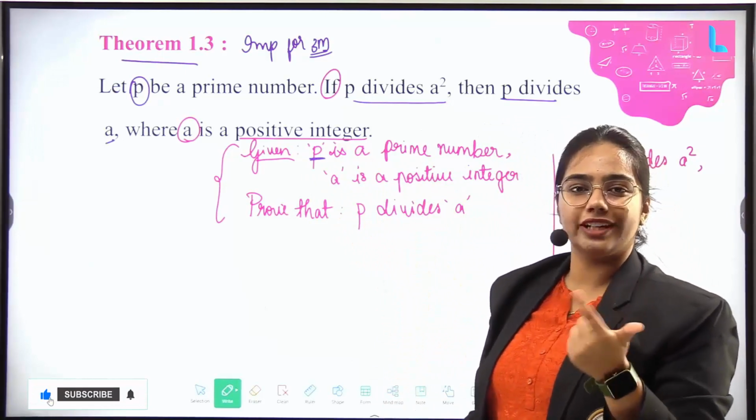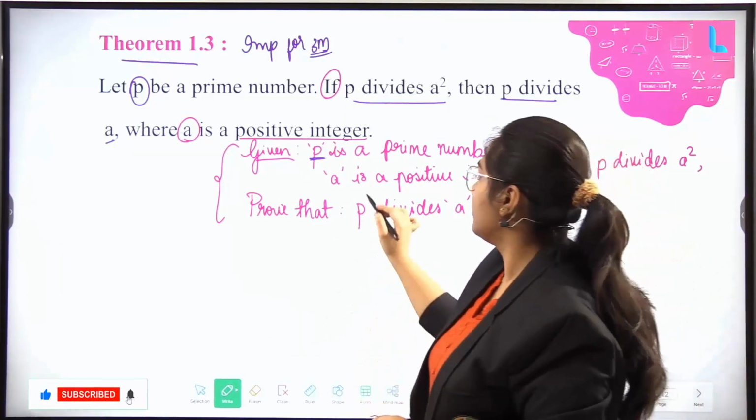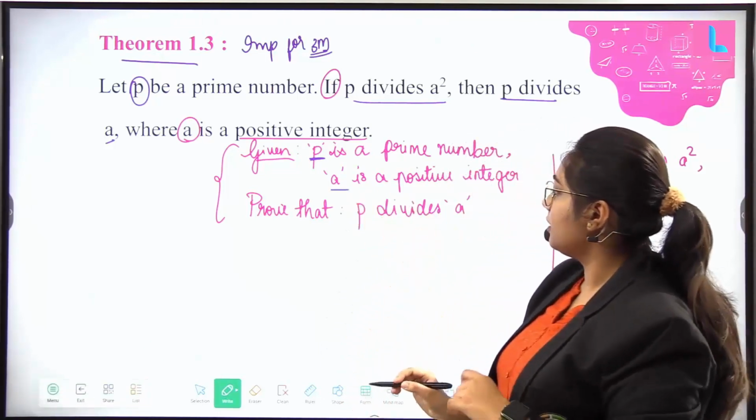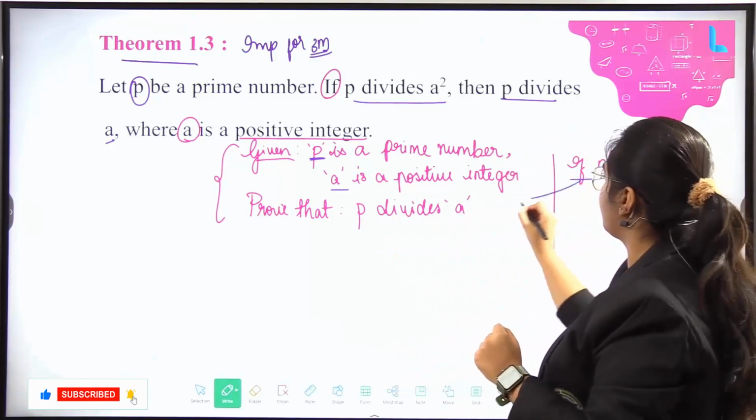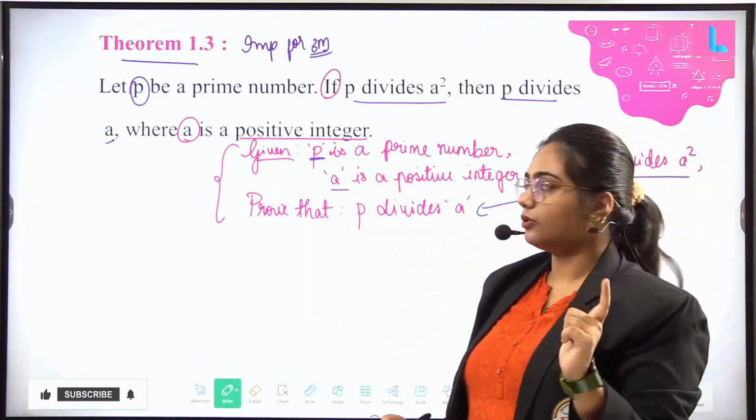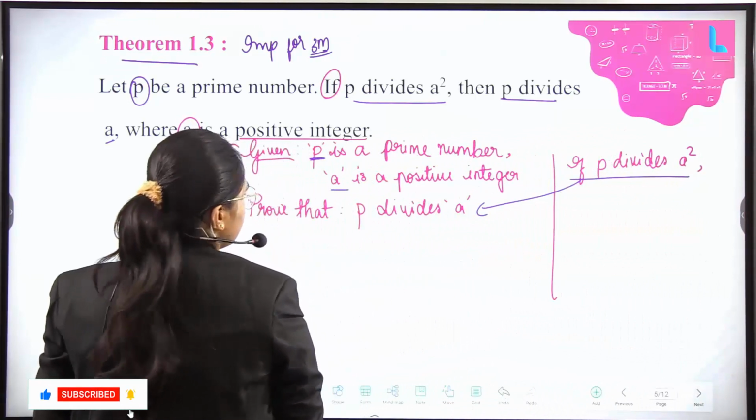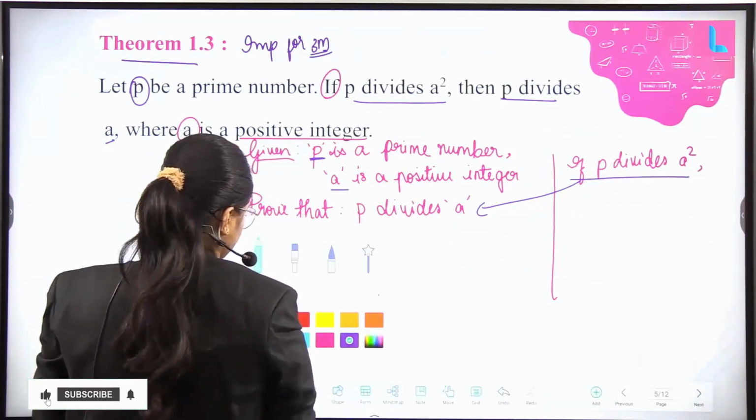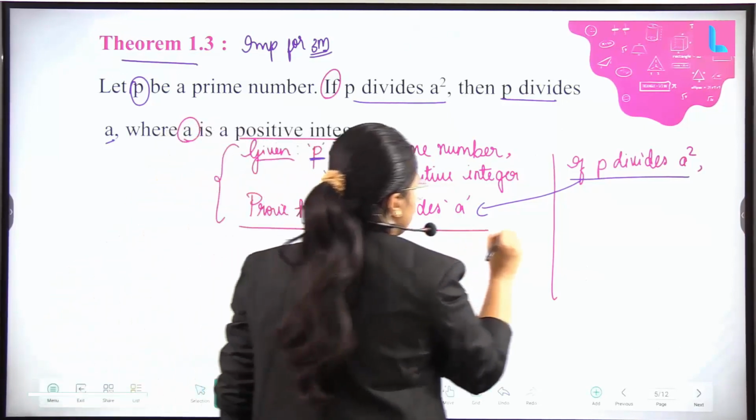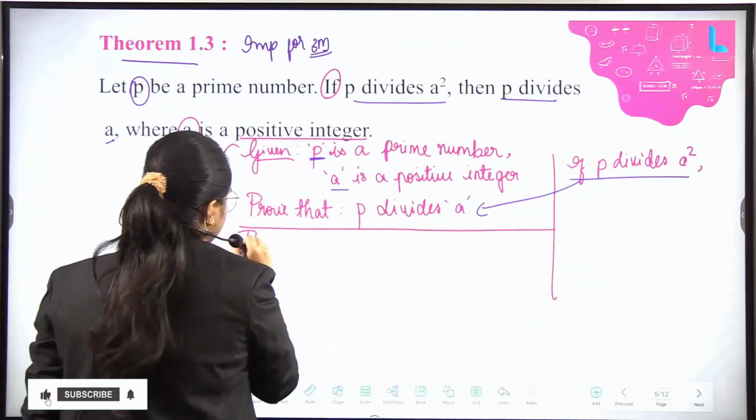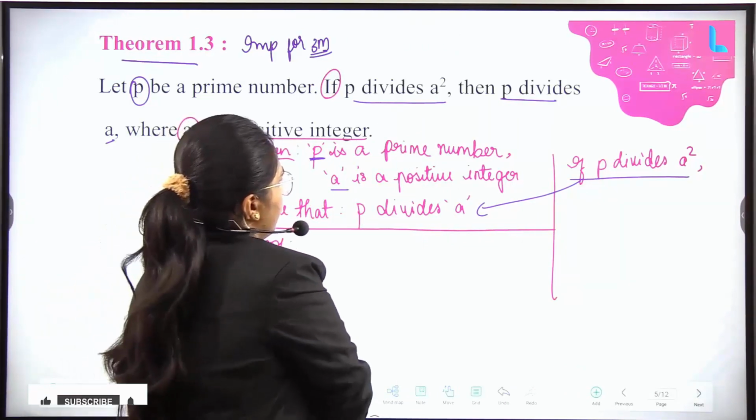What are prime numbers? 2, 3, 5, 7, 11. All those are prime numbers. A is a positive integer. We have to prove that if P divides A square, then P divides A also. So how should we even start this? Proof.